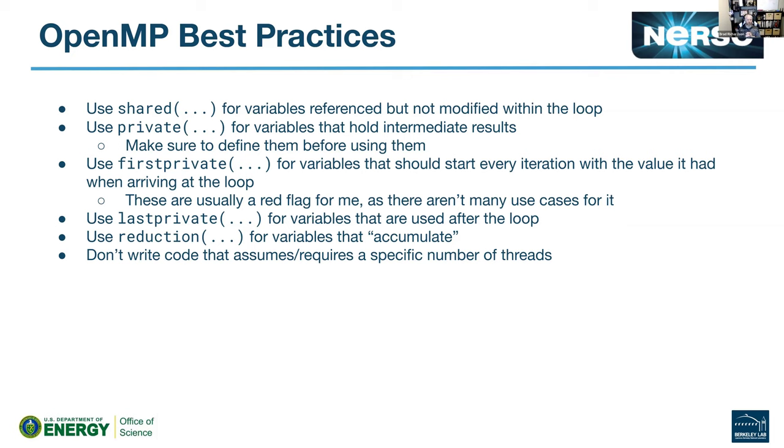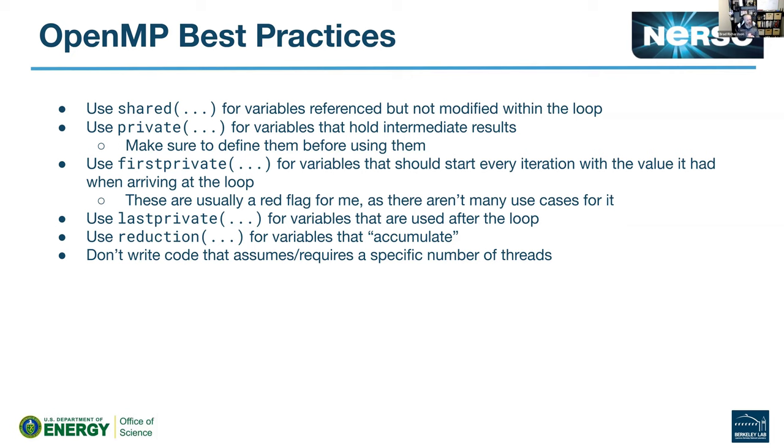Firstprivate, lastprivate. Do concurrent didn't have an equivalent for lastprivate. You could in theory manually write some code that would mimic lastprivate, but it's a little bit trickier. OpenMP just has a way to say that that's something you want done. And then reduction variables, reductions work pretty much exactly the same.